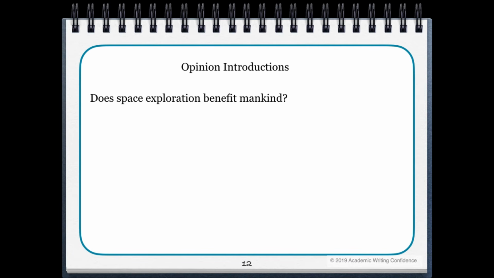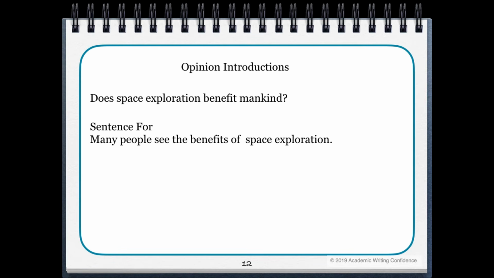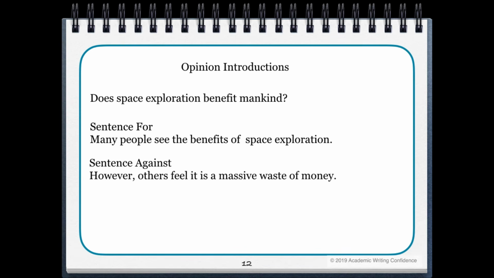Here's a pattern you could use for opinion introduction paragraphs, where you need to give your opinion about a certain topic. The question here is, does space exploration benefit mankind? So your first sentence could be something like this. Many people see the benefits of space exploration. Now, this is the sentence to show that space exploration can benefit mankind. For your sentence against space exploration, you might write something like this. However, others feel it is a massive waste of money.